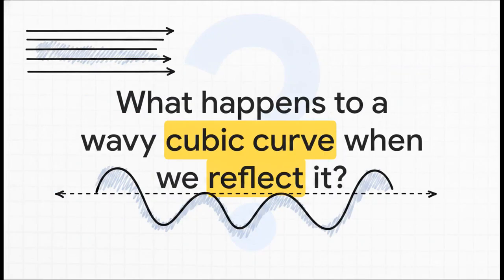We've mastered straight lines. But what do you think happens to these reflections if we introduce wild, wavy cubic curves?